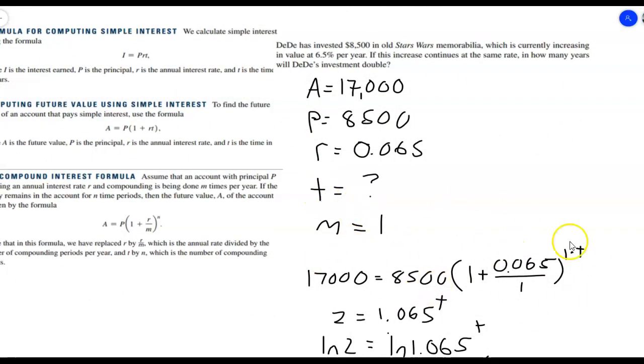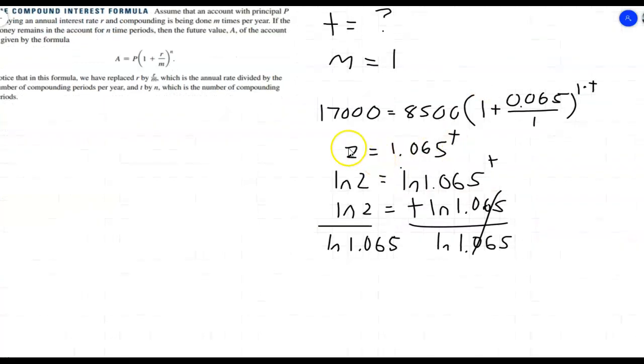All right, so this is how you do it. The trickiest part is when you get to here, and then you have to take the natural log of both sides, bring the variable out front, and then do a divide.